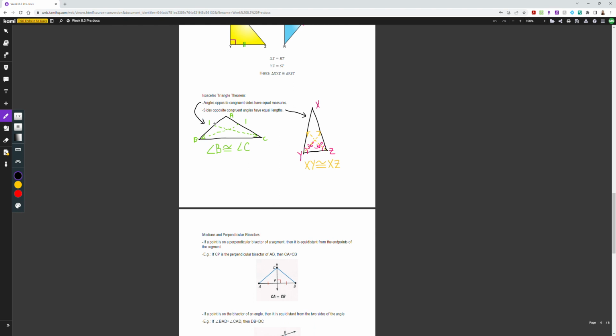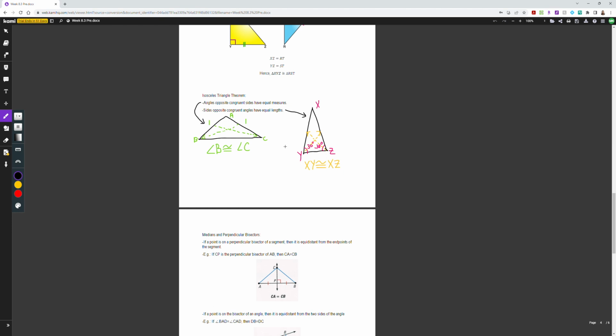So let's look. We're given a triangle ABC, and this side length here is 1, and this side length here is 1. Because these two side lengths are equal, they're congruent. That means the angles opposite them are too. This side corresponds to angle C, and this side corresponds to angle B. Because these two are congruent sides, we know that angle B is congruent to angle C.